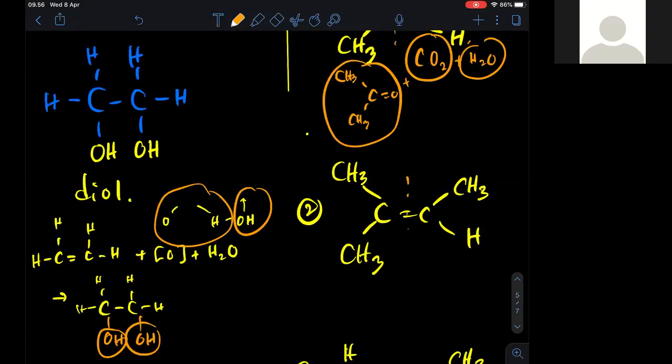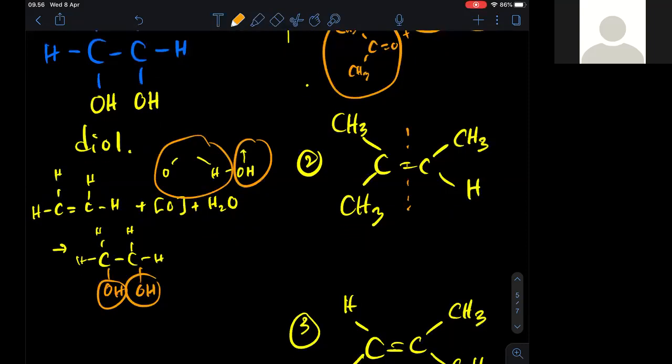How about molecule number 2? You break in between, and you put an O over there. O, then C, CH3, and then H. This is going to be an aldehyde. Now, the aldehyde will be further oxidized to give you a carboxylic acid. Just put the O over there. Carboxylic acid. And then this one will give you a ketone. So you have 2 products.